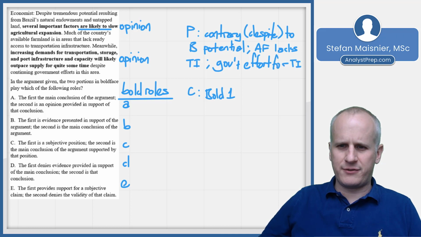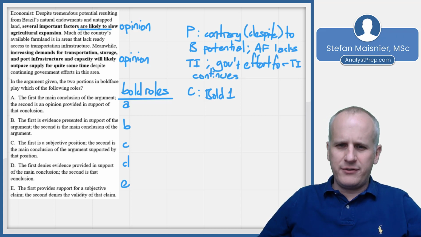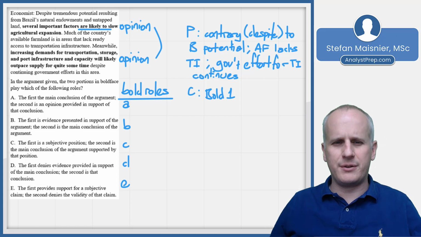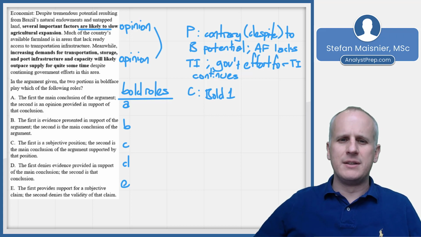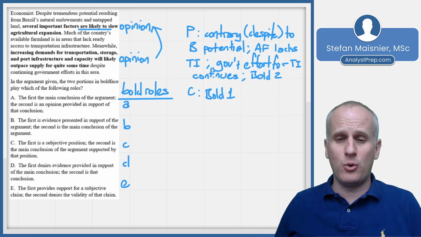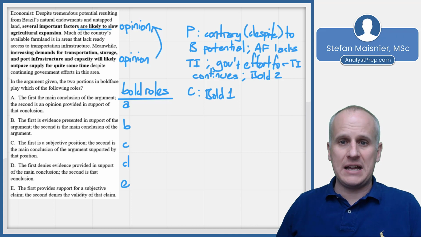for transportation infrastructure continues. Now, we have to consider the direction of the logical support. Does the first statement support the second, or does the second support the first? And the factors being likely to slow agricultural expansion do not increase demands for transportation, storage, and port infrastructure and capacity being outpacing the supply for quite some time. So we know that the second opinion leads to the first. So that means that bold 2 is ultimately still a bit of premise, even though it's kind of an opinion. It's not necessarily as definitively objective fact as the other pieces were.